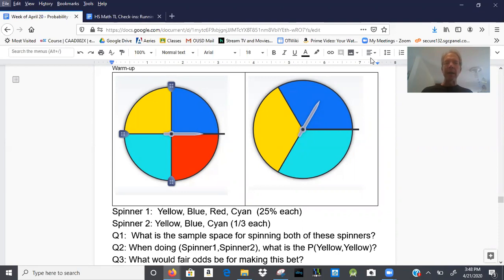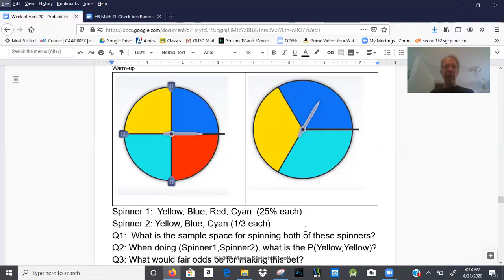So the warm-up we had in class today was you've got two spinners. Spin one, zoom, spin the other one, zoom, and they come out some colors. And so we got yellow, blue, red, cyan. We've got yellow, blue, cyan. And the question is, what is the sample space for spinning both those? So sample space is all the things that could happen.